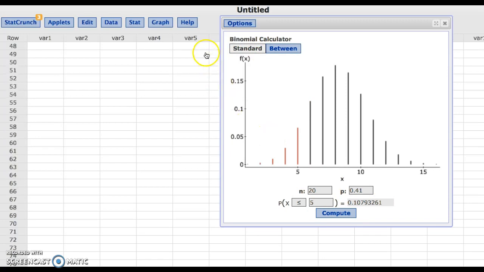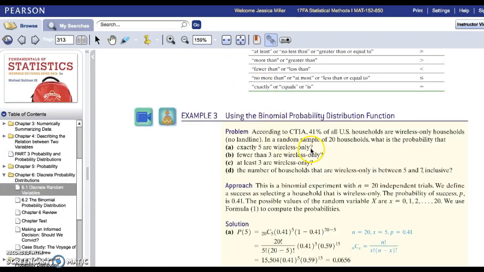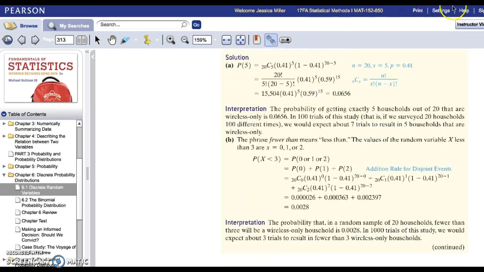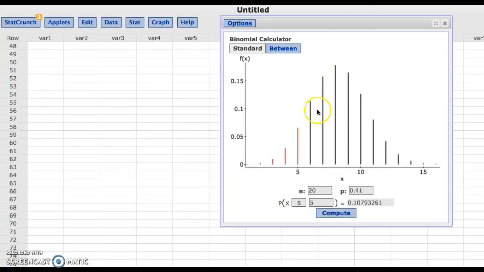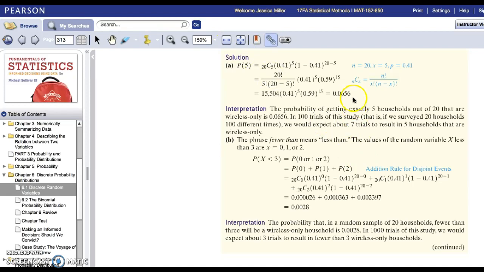So let's go back to our ebook and look at that first example. If we want to know the probability that exactly 5 out of those 20 are wireless only, that's an exactly 5 scenario. And we have to go in and select. We don't want a less than 5, we want equal to 5. Then when I hit compute, notice it highlights my red bar and it gives me that probability. So about 6.6%, depending on how many decimals you want to keep. Notice that 6.56%, approximately 6.6%, is exactly what that by hand formula does.